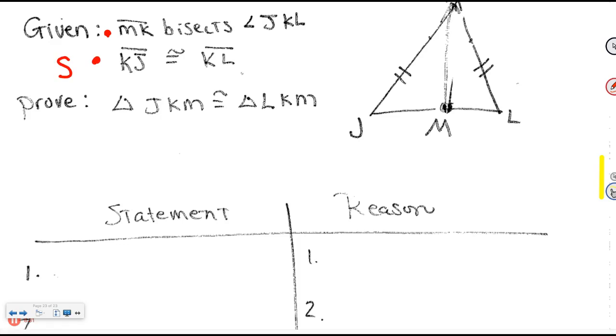This is a pair of sides right here. KJ is the same as KL. Let's go look at it on the picture. KJ is the same as KL. They handed it to me.